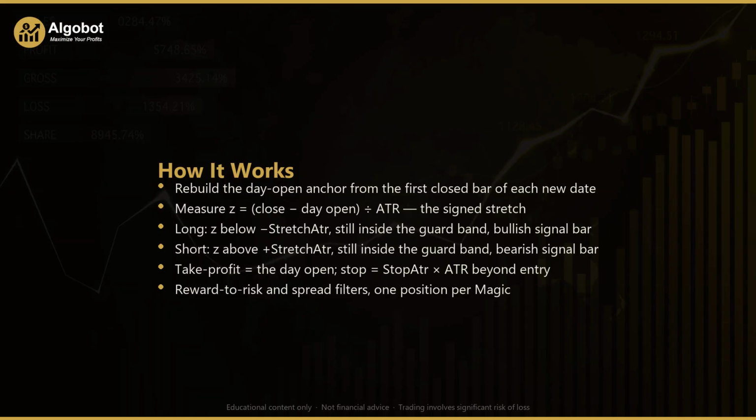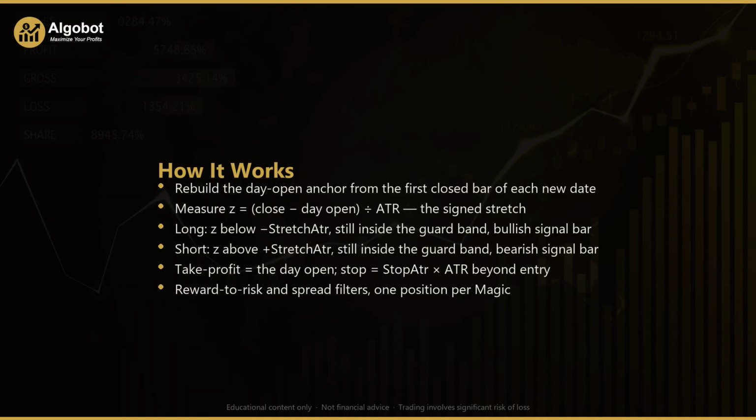It targets the day open as the take profit and places its stop loss StopAtr times ATR below the entry, StopAtr defaulting to 1. The short setup is the mirror image. The stretch Z must be at or above positive StretchAtr, price extended above the open, while staying at or below MaxStretchAtr. And the signal bar must be bearish. The strategy then signals a sell, again targeting the day open, with the stop placed StopAtr times ATR above the entry. Before any order goes out, two more checks apply.